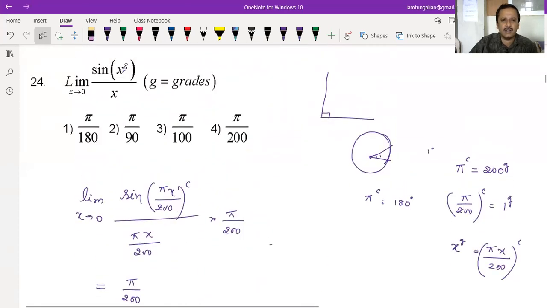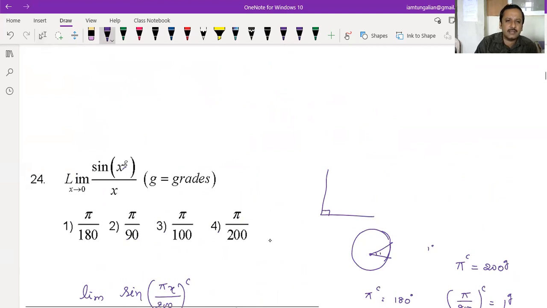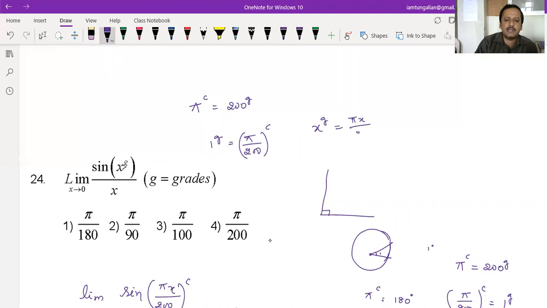X grade. Okay. So you remember that pi radian is equal to 200 grades. So 1 grade is equal to pi by 200 radians. X grades is equal to pi x by 200 radians.